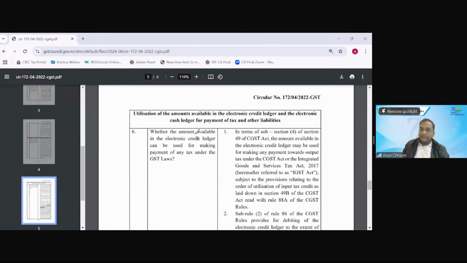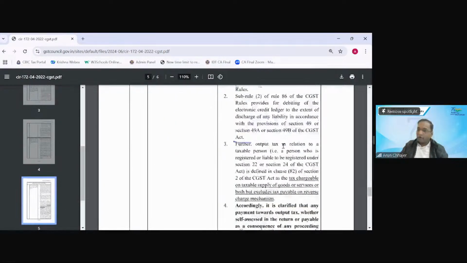Whether the amount available in the credit ledger can be used for making the payment of taxes under the CGST law. They have given the reference of the 49.4. We have already discussed Rule 86.2.